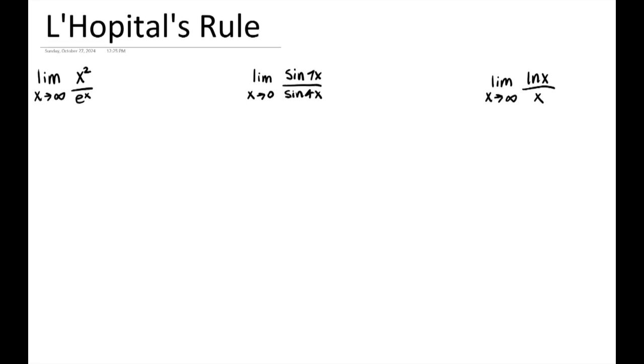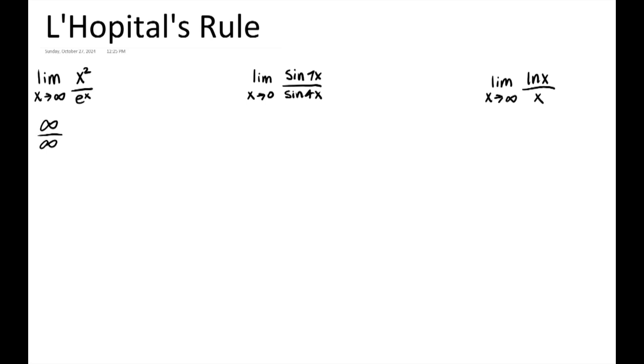To start off, we have the question, the limit of x approaching infinity of x squared over e to the x power. If we try to solve this by plugging in x as infinity, we end up with the answer infinity over infinity, which is indeterminate, which means we can apply L'Hopital's rule.